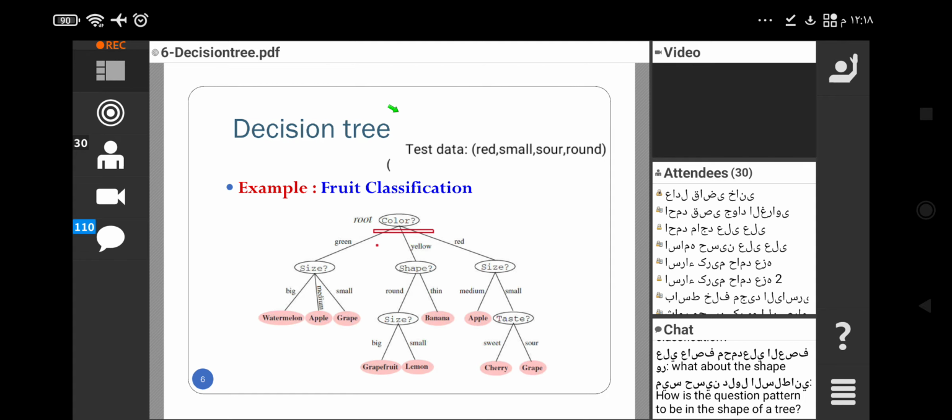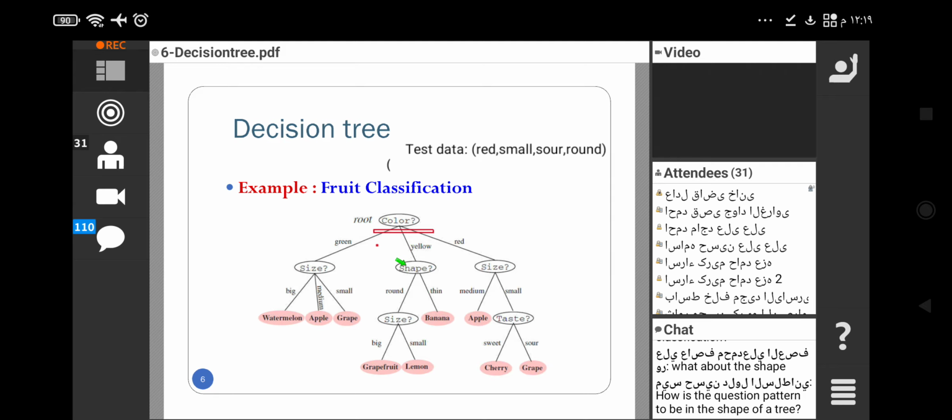Mr. Asif asked a question, what about the shape? Here we didn't have any question about the shape because in the tree we didn't have it. The questions depend on the tree. If the color of the fruit is yellow, then we have a question about the shape. This depends on the tree.